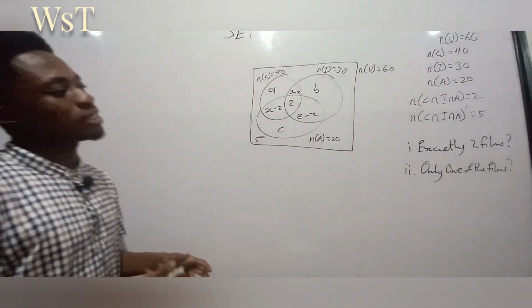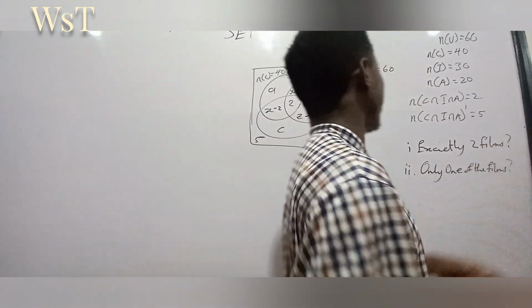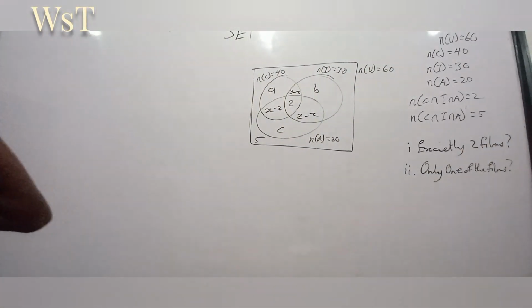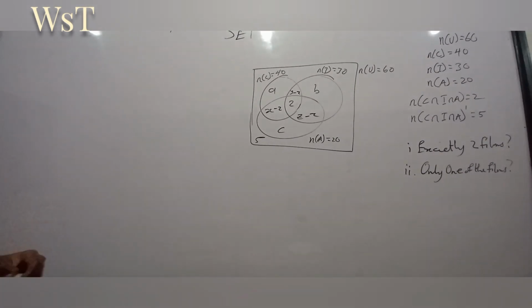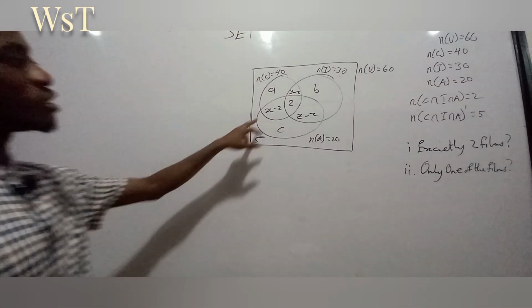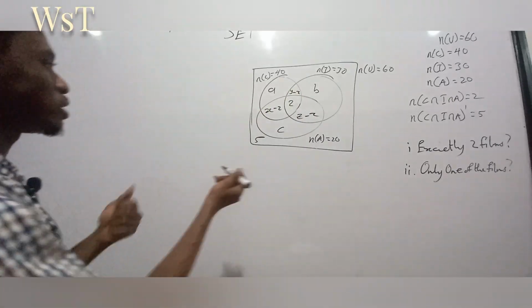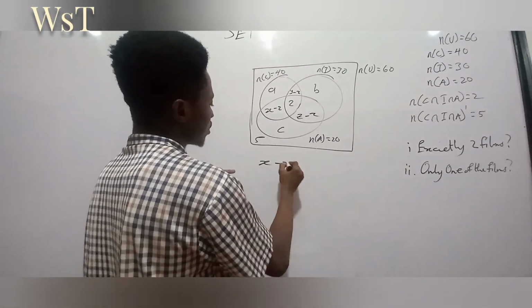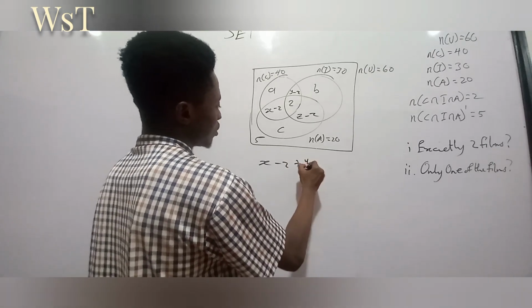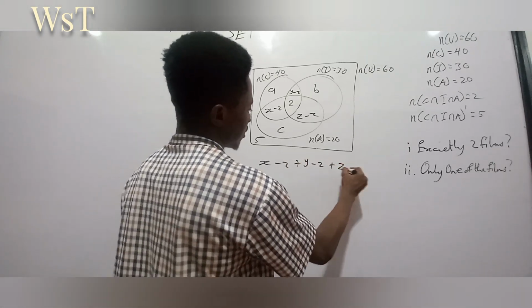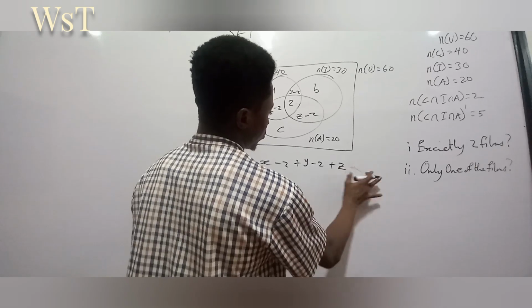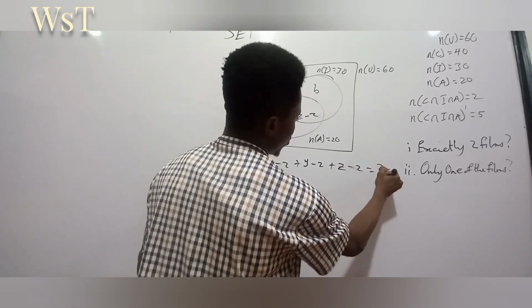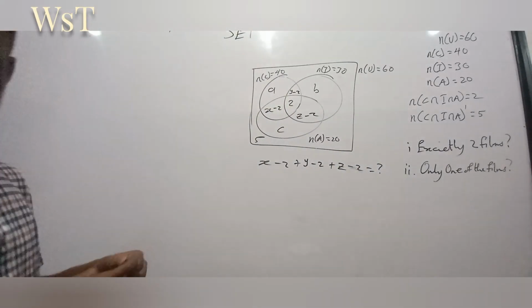So the first thing, it says find exactly 2 films. You know that this is only 2, only 2, only 2. That's what they are saying we should find. Exactly 2 films is this plus this plus this, and we don't know.